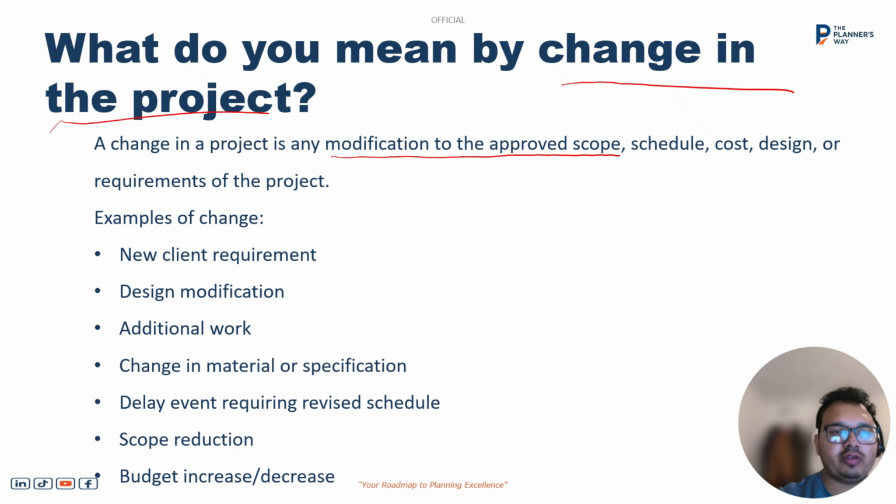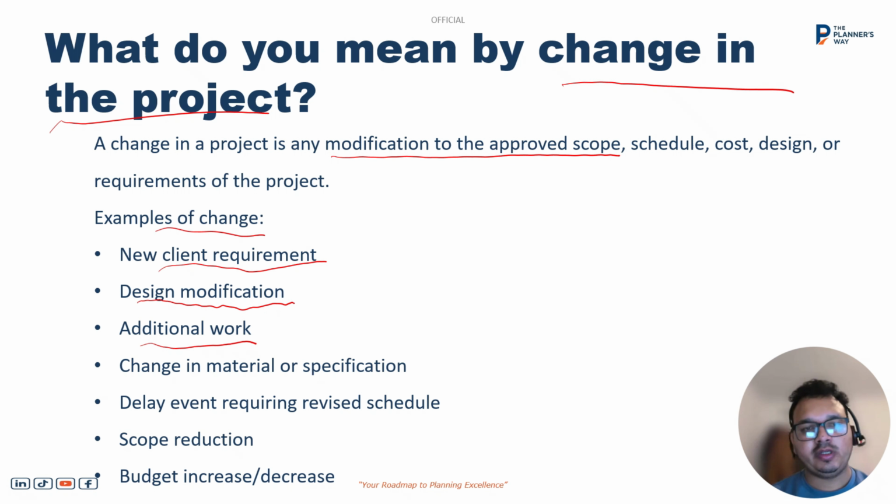Some examples of change are new client requirements. The client requirement may be changed. Design modification: some design modification needs to be done, or some additional scope. If we add any new work in the project, then the scope will be changed, and we need to change the cost and duration for it. Change in the material specification: some material specification which we cannot get from the market, then we need to go through the change process.